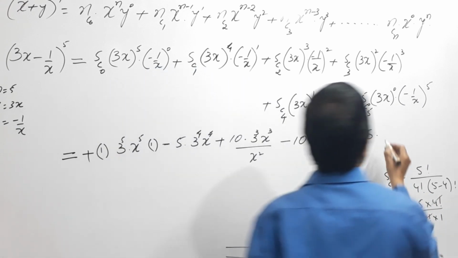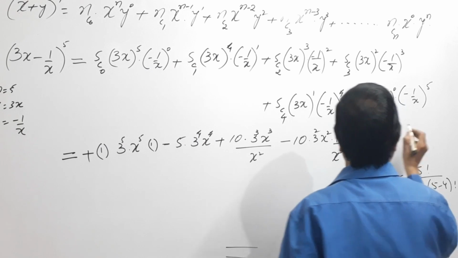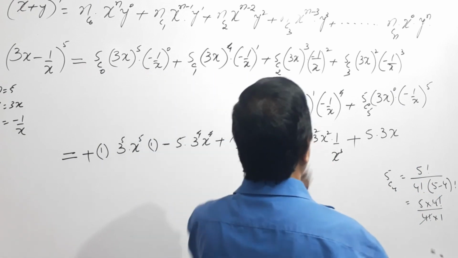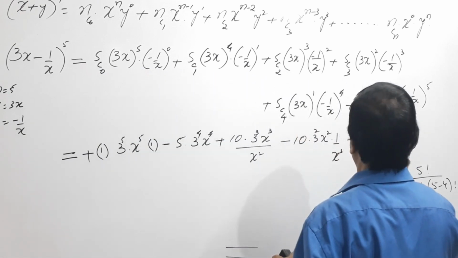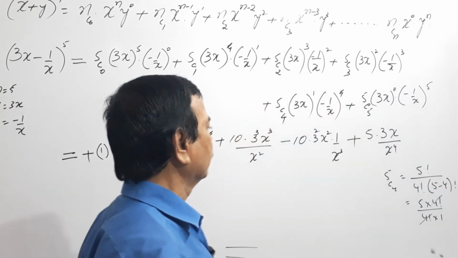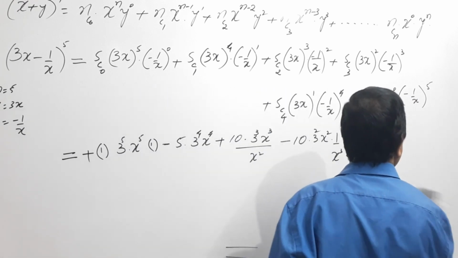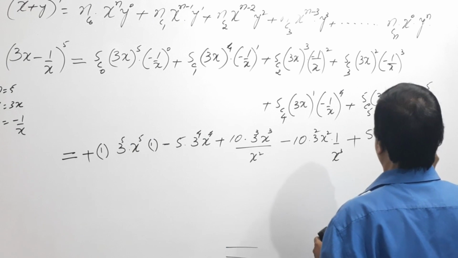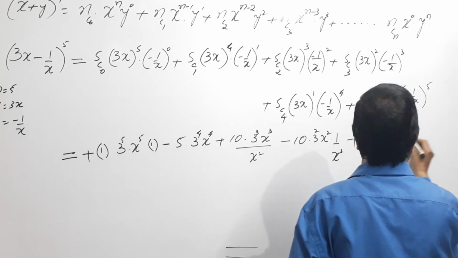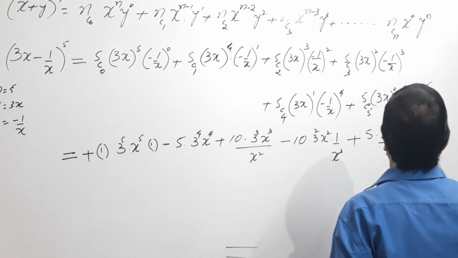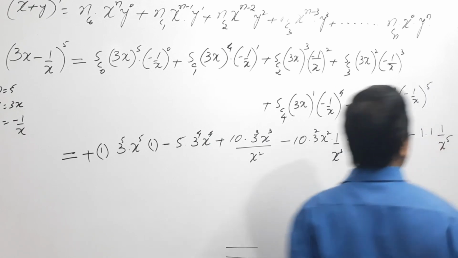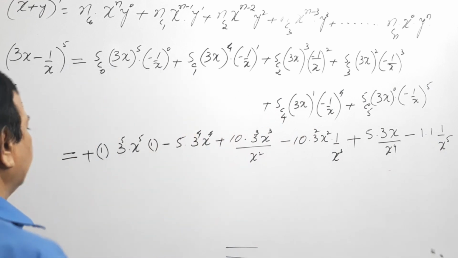So we have 5 into 3 into x by x to the power of 4. We have x to the power of 4. And here it is plus minus plus minus plus, and this becomes minus. So 5c5 is nothing but 1. This also becomes 1 into 1 by x to the power of 5. Done. So we will simplify this.